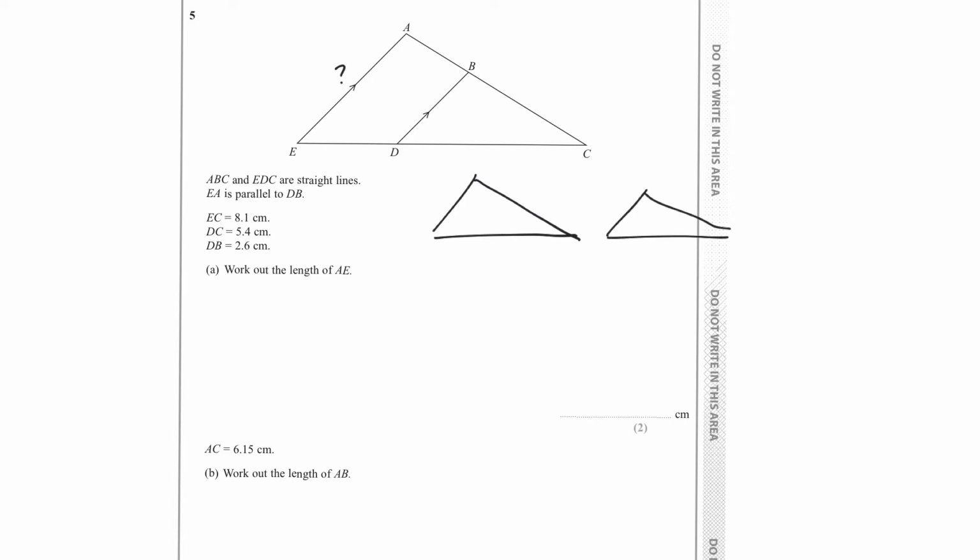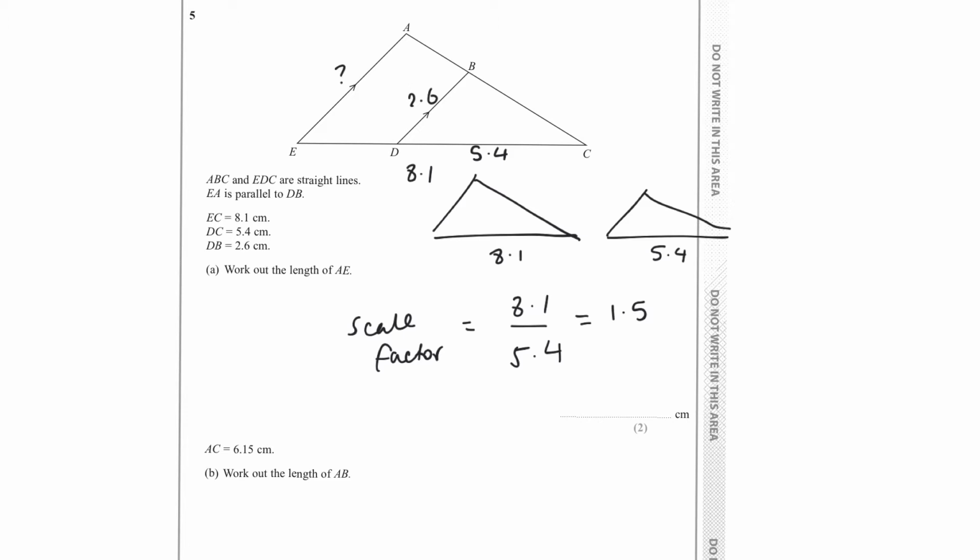So I'm going to label the lengths onto this shape. E to C was 8.1 centimeters, D to C is 5.4, D to B is 2.6. If we know that the big shape has a length of 8.1 and this one is 5.4, we need to work out the scale factor. Again, this is all in the video in the link above on similarities. So 8.1 over 5.4, if you put that into your calculator, would give you an answer of 1.5.